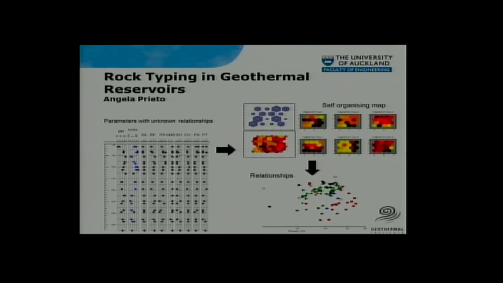She's using artificial intelligence methods, self-organizing maps, to classify her data, to classify her samples into rock types that are similar and rock types that are different. And that helps us then map porosity and permeability through the systems.